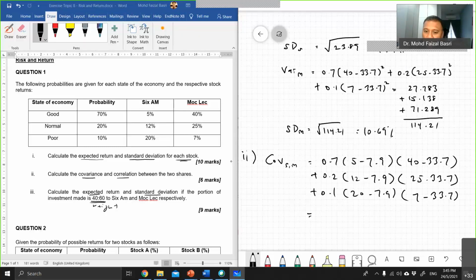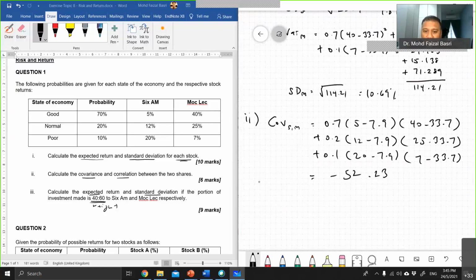So here I get negative 52.23. Negative 52.23 is the covariance between stock S and M. So yes, we have a negative relationship between stock S and stock M. But the question also asks us to find the correlation between S and M.